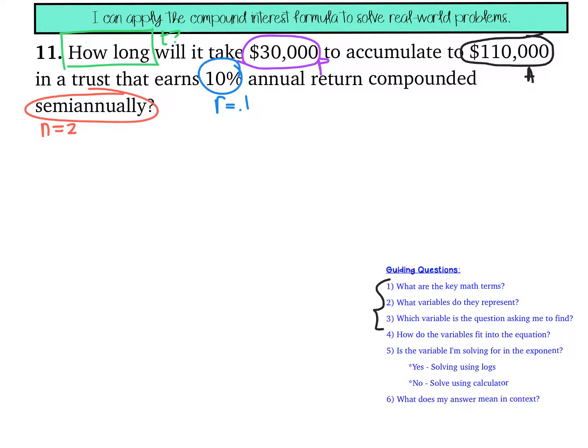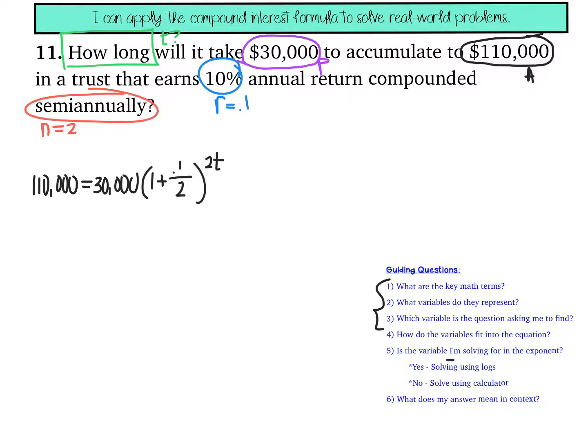So I'm looking for time when I know all my other variables are given. So how do the variables fit into the equation? A, which happens to be 110,000, is going to equal my principal of 30,000, times 1 plus my R of 0.1 divided by how many times it's compounded, which is 2, to the n, which is 2 times t. So I'm solving for t.